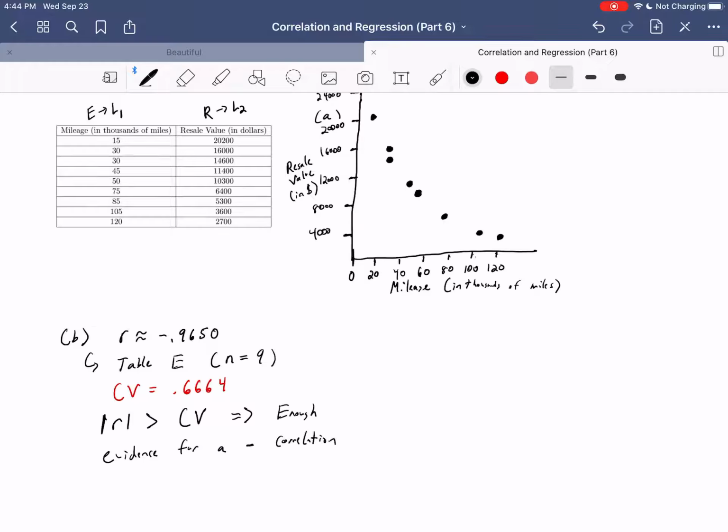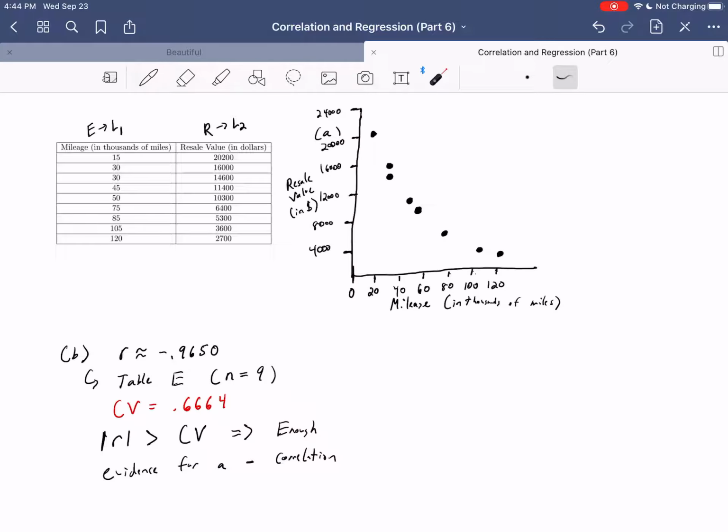So in other words, we are convinced that there's a negative relationship, that as the mileage goes higher, the resale value is going down. And it's a pretty strong one because, of course, this is pretty close to -1 and is certainly strong enough based on the amount of data because it made it over that critical value.